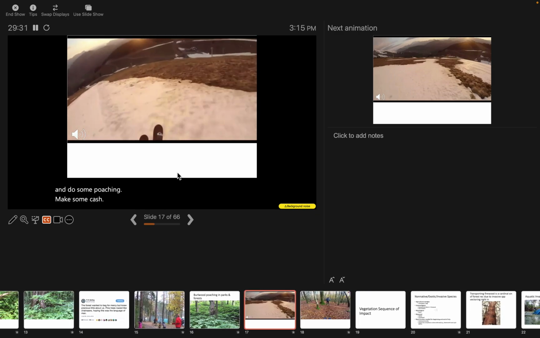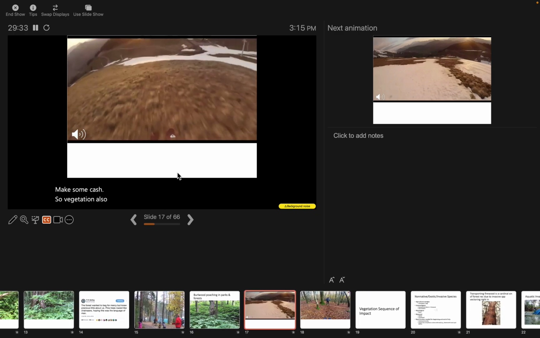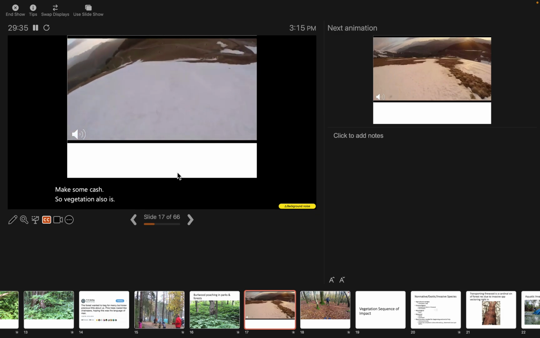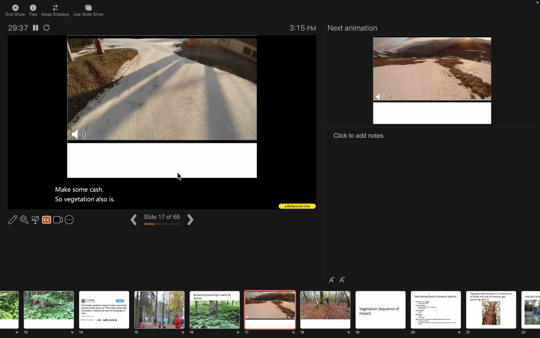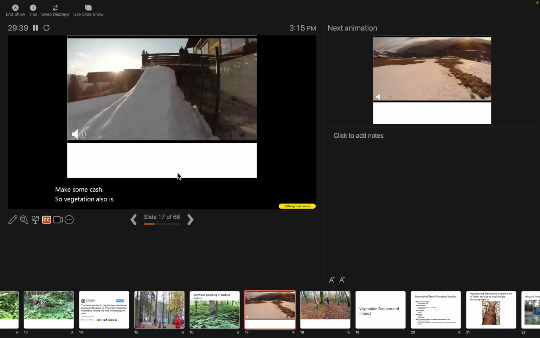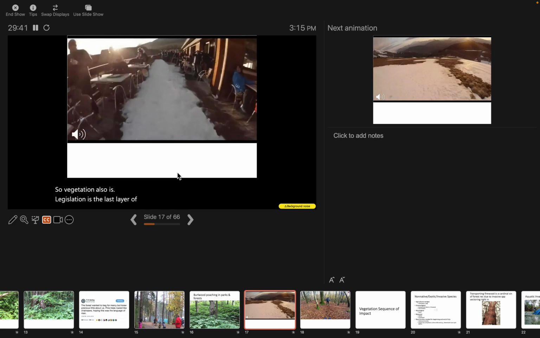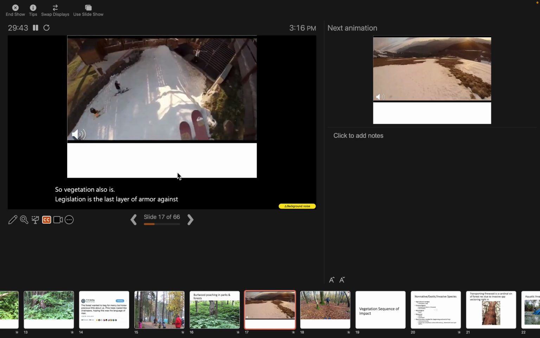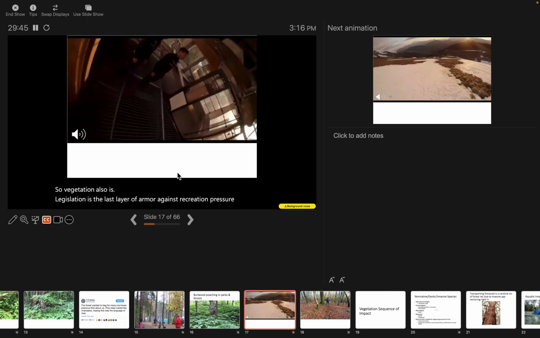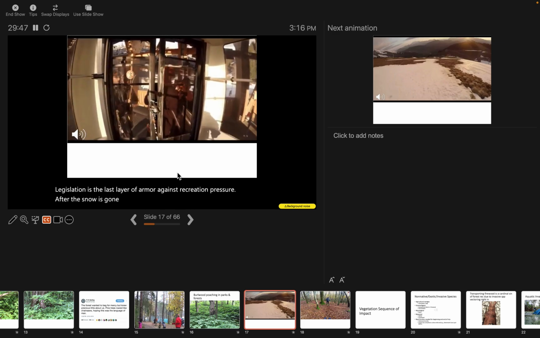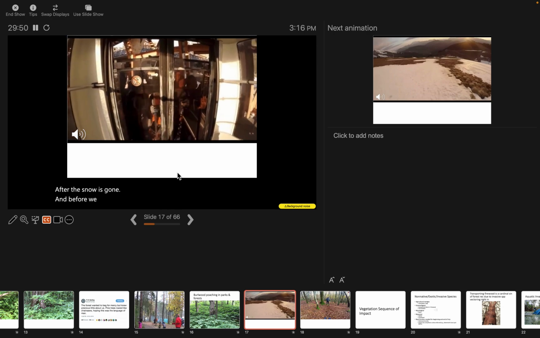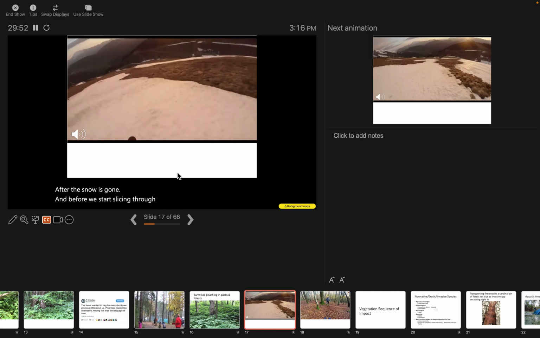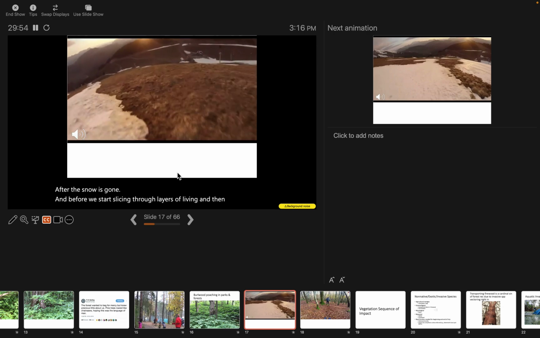So, vegetation is the last layer of armor against recreation pressure after the snow is gone and before we start slicing through layers of living and then mineral soil.